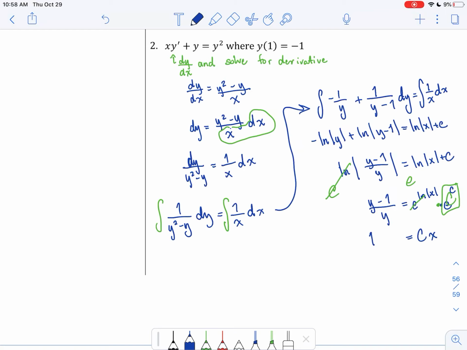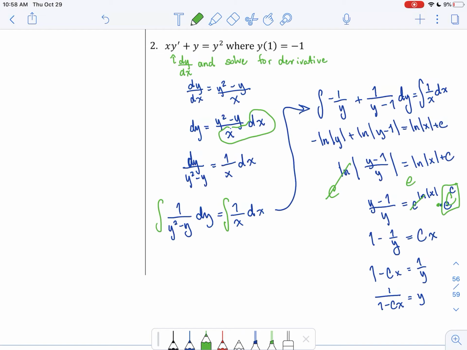Now on this side, I'm going to simplify this to 1 minus 1 over y. And I'm going to solve for y by itself. So that would give me 1 minus cx is equal to 1 over y. And y by itself is 1 over 1 minus cx.